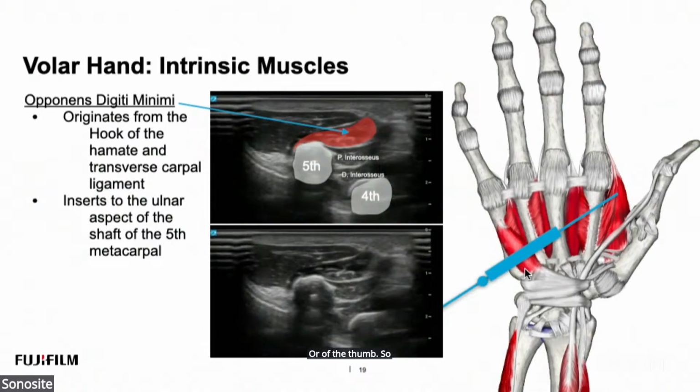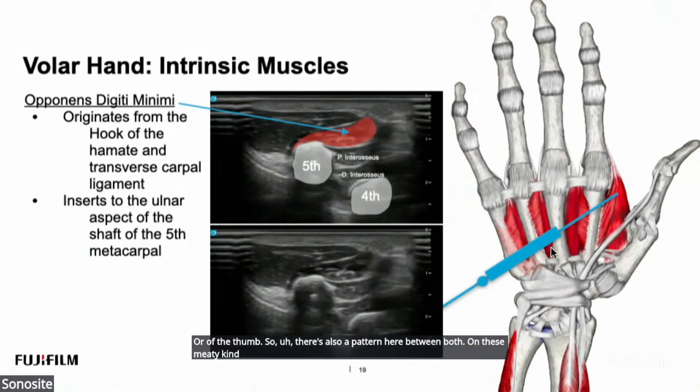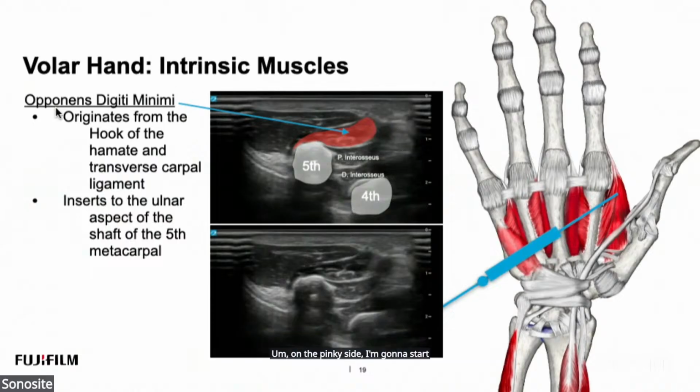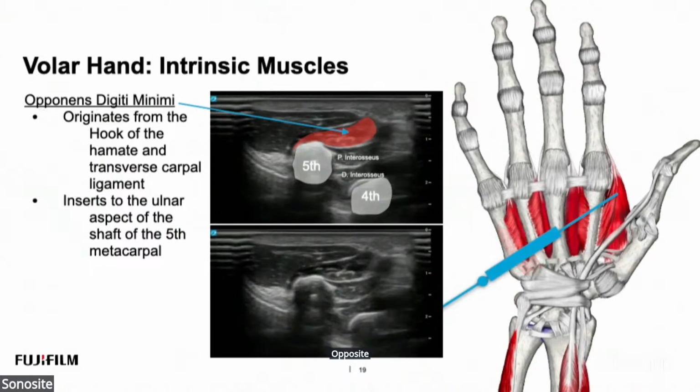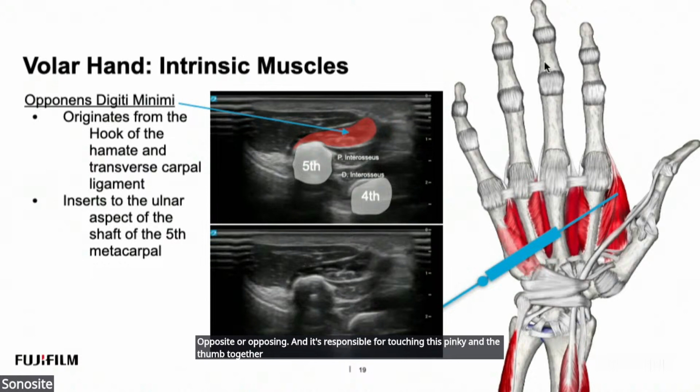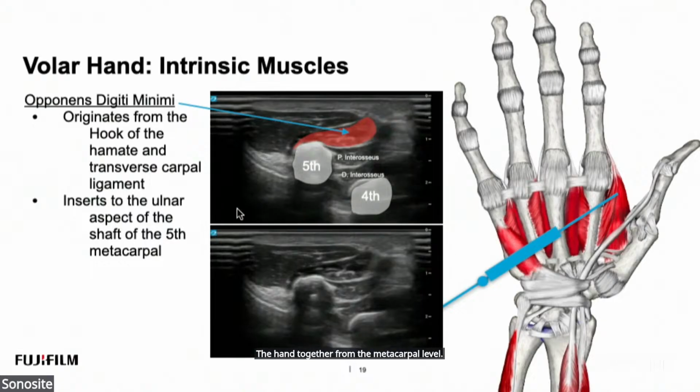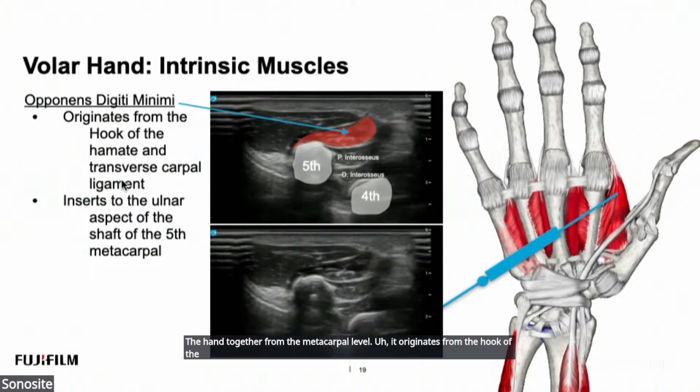So there's also a pattern here between both of these meaty muscles. When you feel the palm here on the pinky side, I'm going to start with a deeper layer called the opponens, which just means opposite or opposing. And it's responsible for touching this pinky and the thumb together, or this pinky, if you can get it to touch these other fingers. It basically is adducting the hand together from the metacarpal level. It originates from the hook of the hamate and the transverse carpal ligament, inserts near the ulnar aspect of the shaft of the fifth metacarpal.